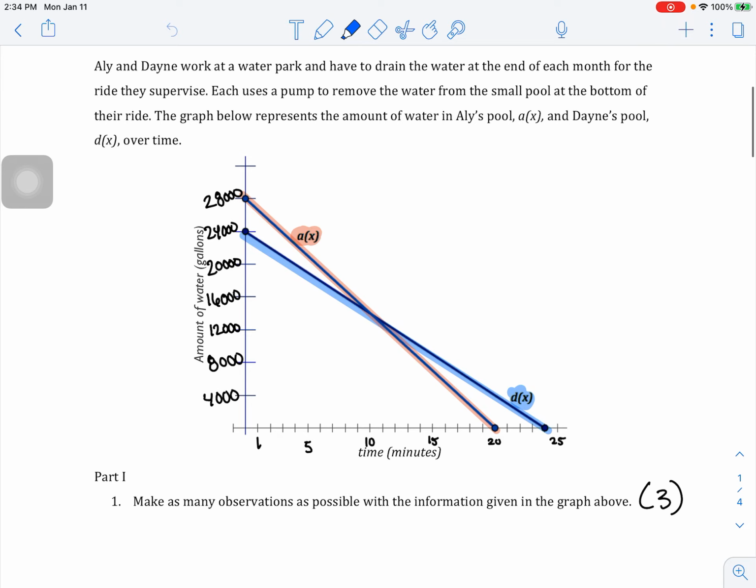And so the graph below represents the amount of water in Allie's pool, which is A of X. That's the one that I've highlighted in this orangish pink color. And then the other pool, Dane's pool, is D of X. That's the one I've highlighted in this blue color.